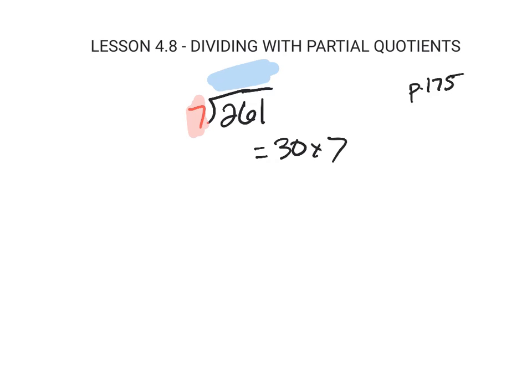There we go. And there's my divisor. And we're going to do blue for my partial quotient. So 7 times 30 is what? Well, yeah, we agreed it's 210. Cool. Well, let's subtract it now.